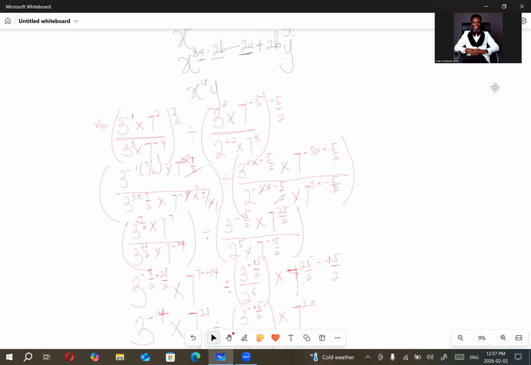So 3 exponent negative 1 times 7 exponent 2 over 3 exponent 3 times 7 exponent negative 4, or index 7 over 2. The solution is very long. Divided by 3 exponent 3 times 7 exponent negative 5 all over... 2 exponent negative 2 times 7 exponent 3.